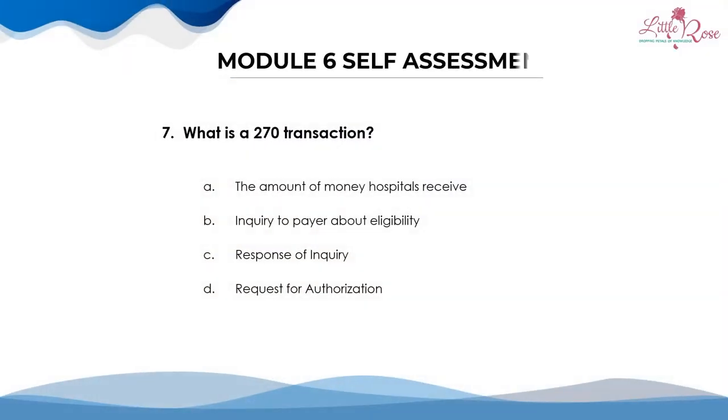Question number 7. What is a 270 transaction? Option A, the amount of money hospitals receive. Option B, inquiry to payer about eligibility. Option C, response of inquiry. Option D, request for authorization.